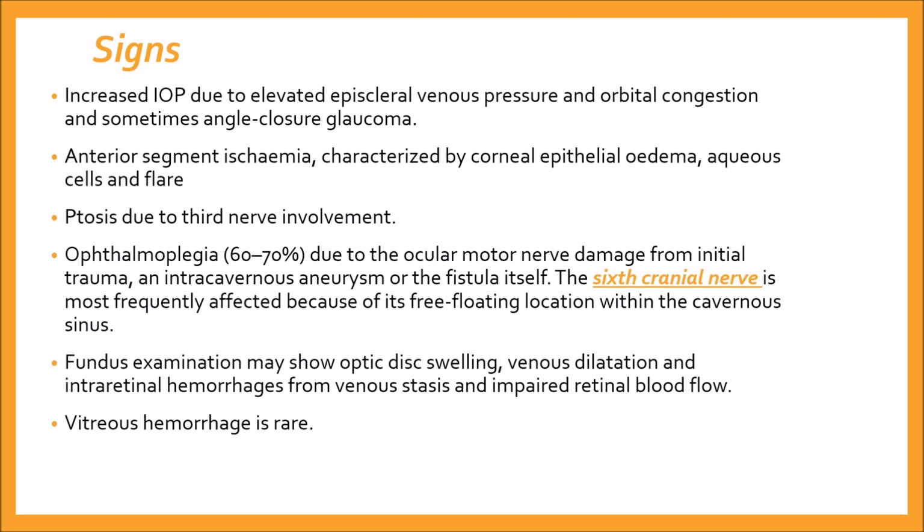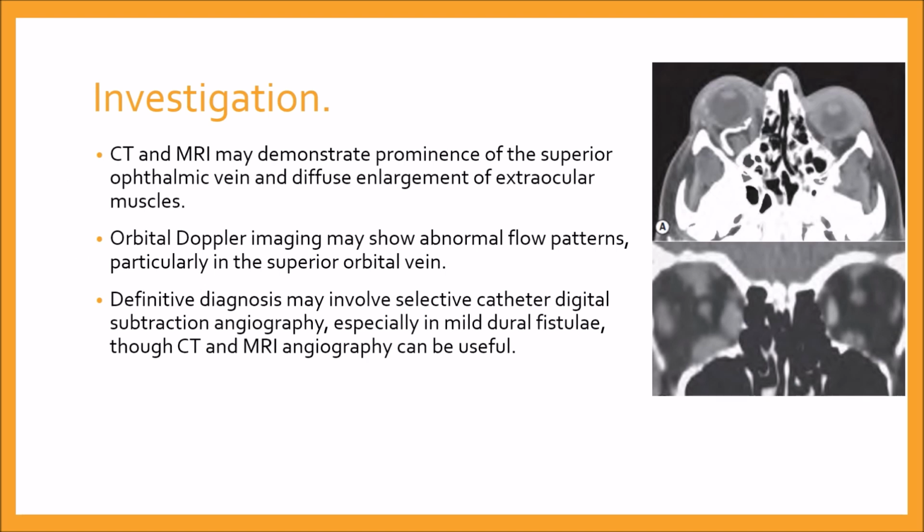Fundus examination shows optic disc swelling, venous dilatation and intraretinal hemorrhages from the venous stasis and impaired retinal blood flow. Vitreous hemorrhage is actually very rare. Now, investigations include CT and MRI, which may demonstrate prominence of the superior ophthalmic vein, as we can see here in the picture. You can see the superior ophthalmic vein here is very prominent, and the muscles on the same side, all of them, as compared to the other side, are quite engorged.